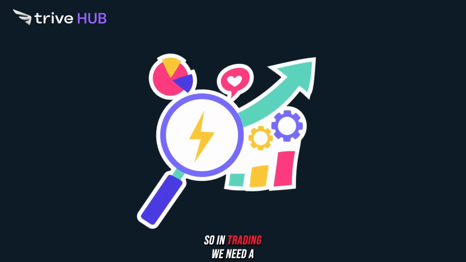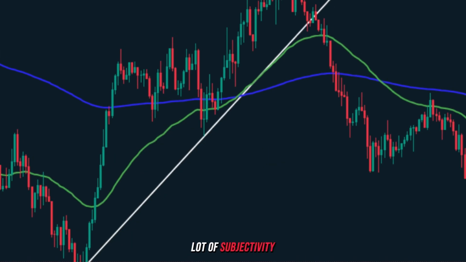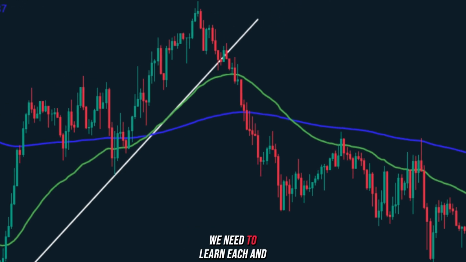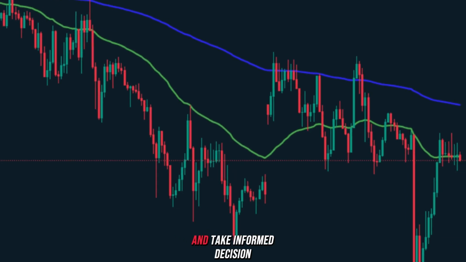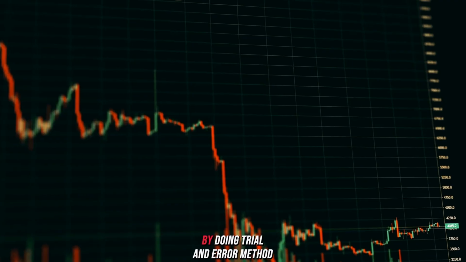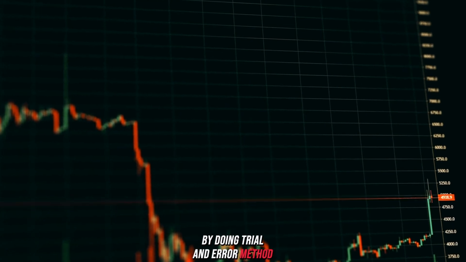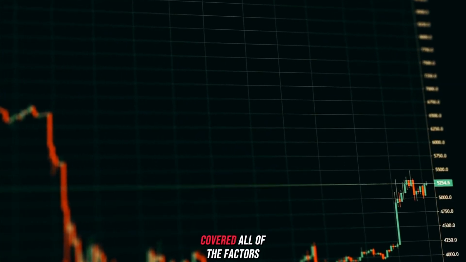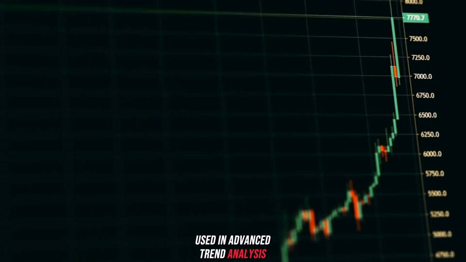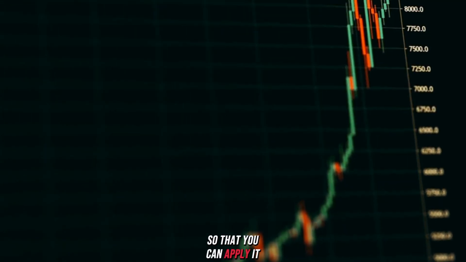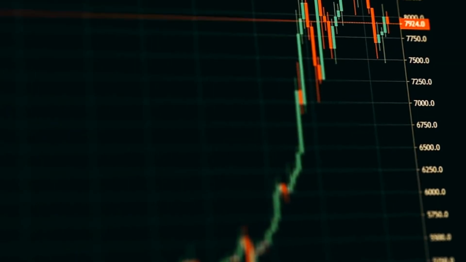So in trading we need a lot of subjectivity, and to do that we need to learn each and every factor of it and make informed decisions by a trial and error method. So that is why we have covered all of the factors used in advanced trend analysis so that you can apply them on practical charts.